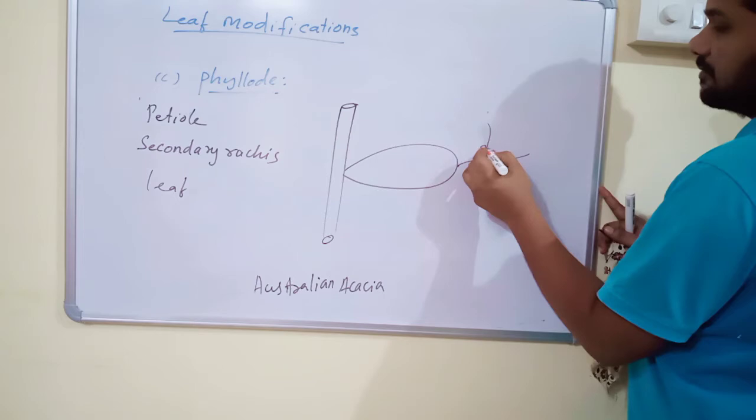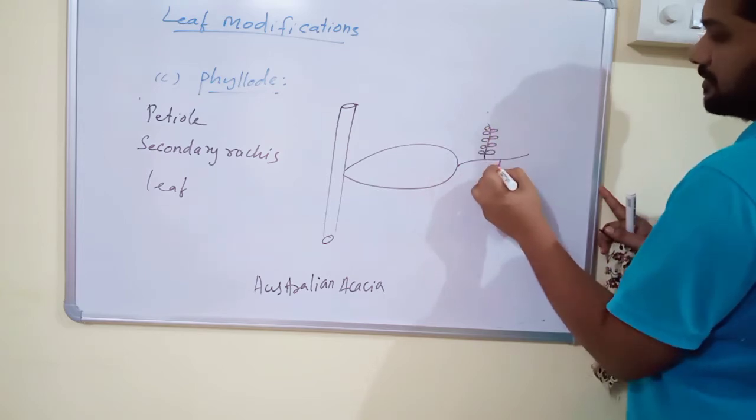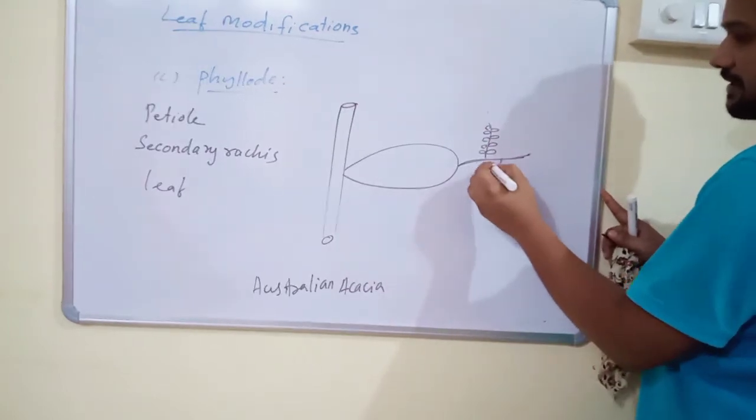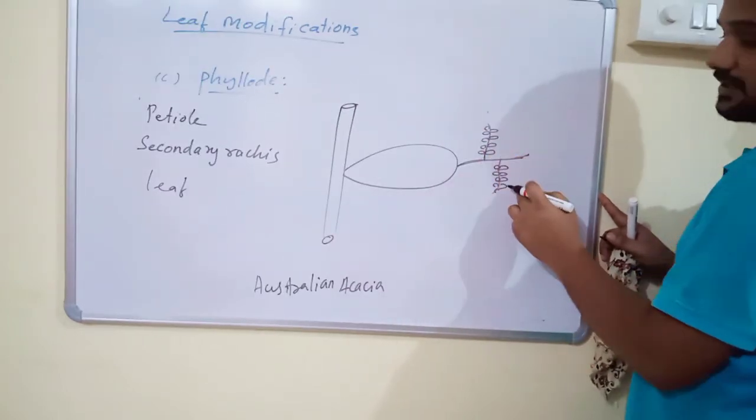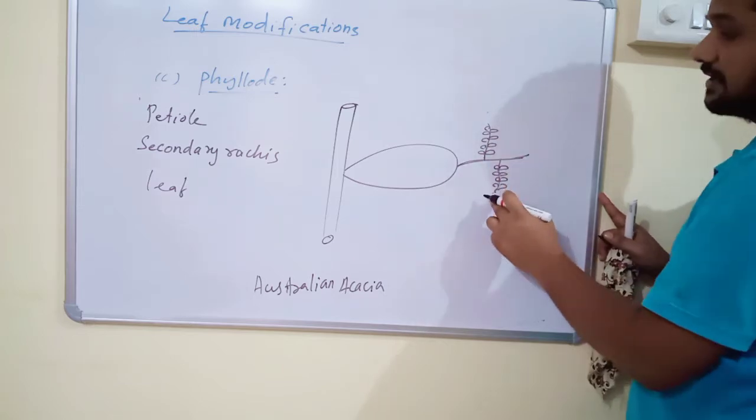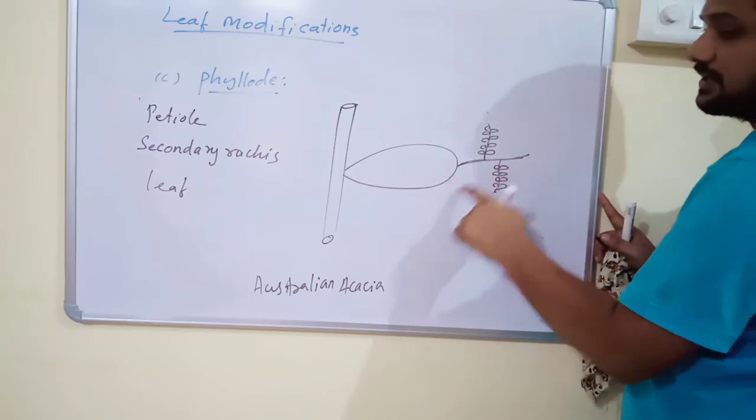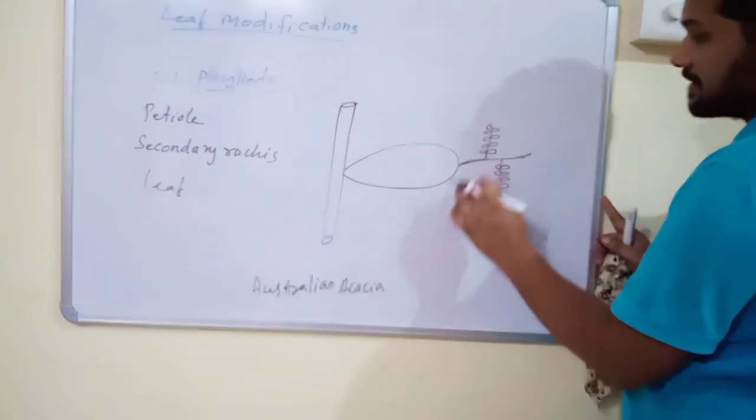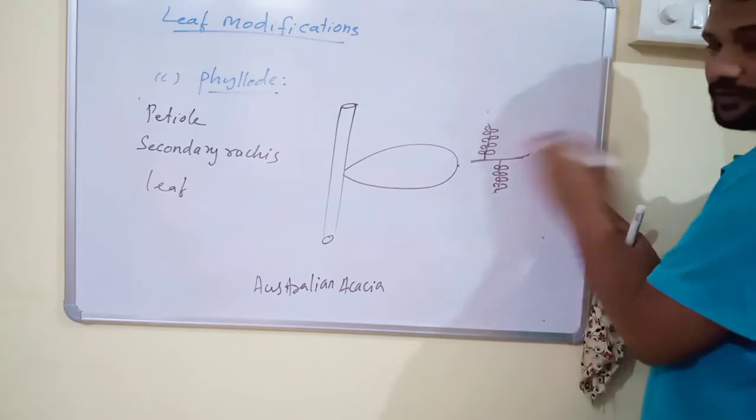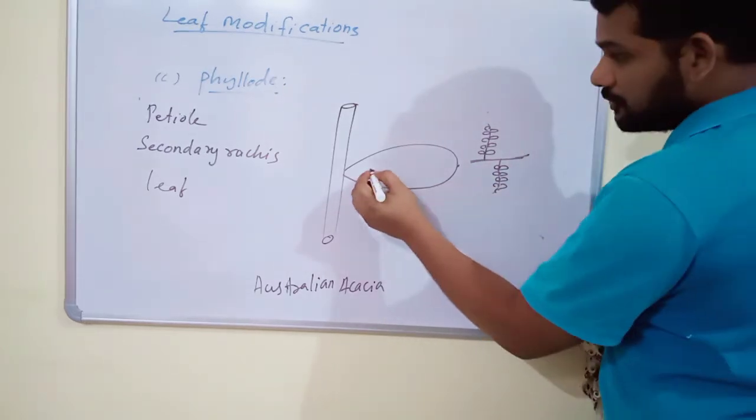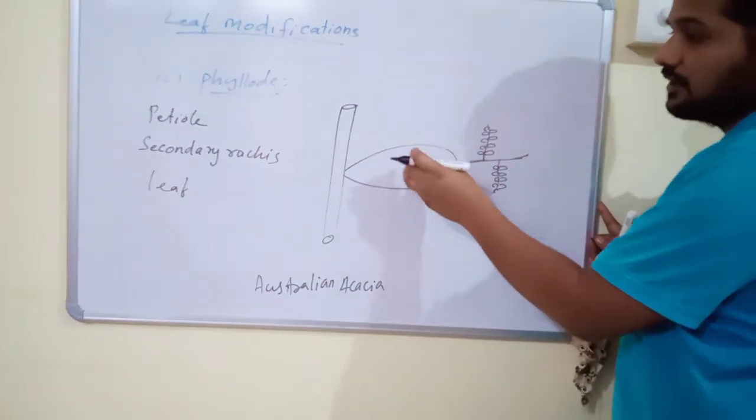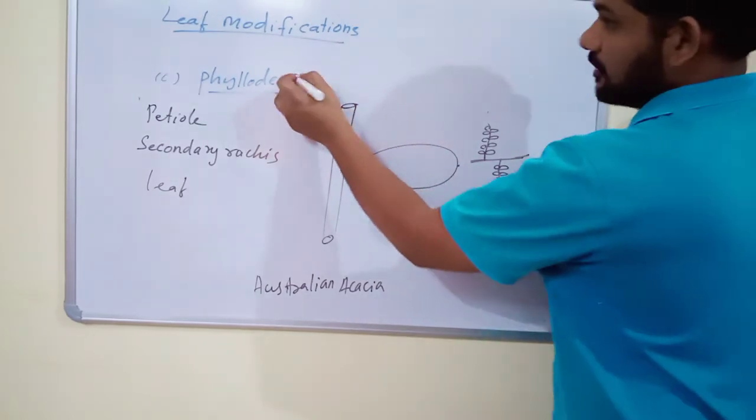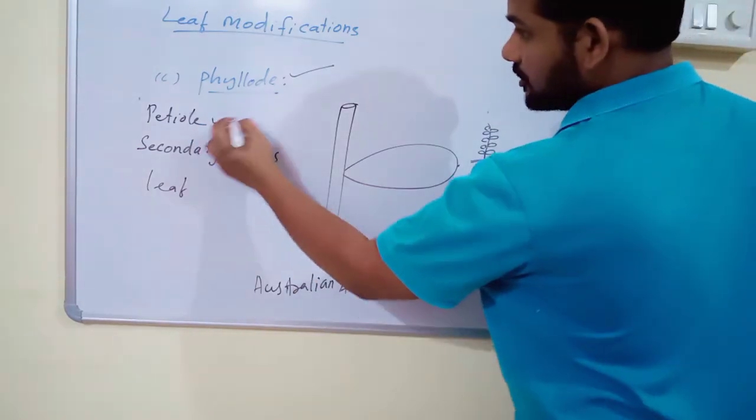Bipinnate compound leaf, we already discussed different types of leaves in the previous video. A bipinnate compound leaf means the leaf has a primary rachis, and the primary rachis produces many secondary rachis, and leaflets are present on the secondary rachis. This type of leaf is present in Australian acacia, and this is the petiole. In Australian acacia, the bipinnate compound leaf soon falls off. After that, the petiole is modified into a green leaf-like structure which performs photosynthesis, and this green flattened structure is called phyllodes.